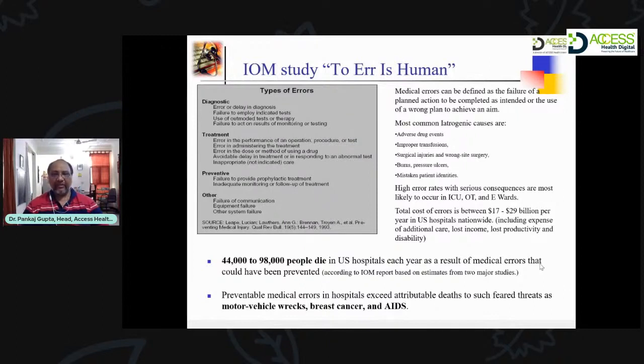Now, this number is higher than the number of people that die because of motor vehicle accidents, breast cancer, and AIDS. All of that put together is equivalent to or lesser than the preventable medical errors that happen.